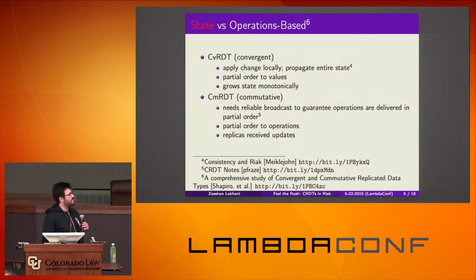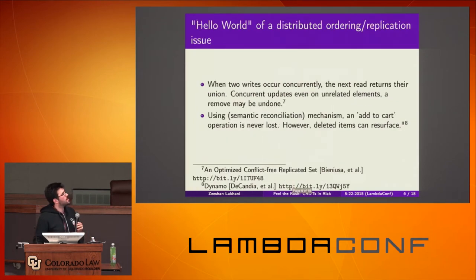Okay, so there's two types. This is from the paper, a comprehensive study of convergent and commutative replicated data types. Recommend the read. There's a lot of footnotes on here. There's a lot more I can do than in 5 to 10 minutes here. So there's two kinds. There's an operations-based one. That's the commutative one on the bottom, which there's a lot of work going into, but it's a little bit different because it takes into account that you need reliable broadcast to guarantee operations, and that's not something we really have in a lot of systems. So we're going to talk about the state-based CRDTs, which is applying change locally and propagating that state. Again, we're talking about partial orders and about growing monotonically.